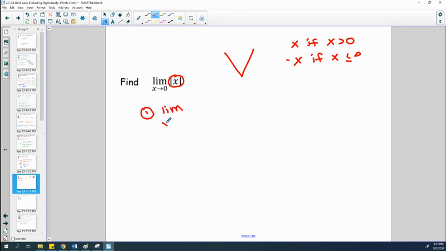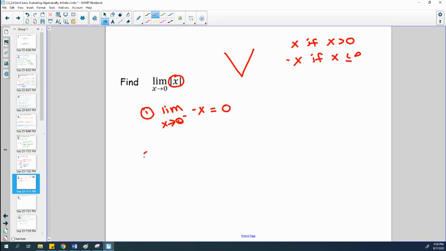So the limit as x approaches 0 from the left. If I'm coming from the left, that means what's inside the absolute value has to be negative, sorry. So that's going to be negative x. If I plug in 0 here, that gives me 0.